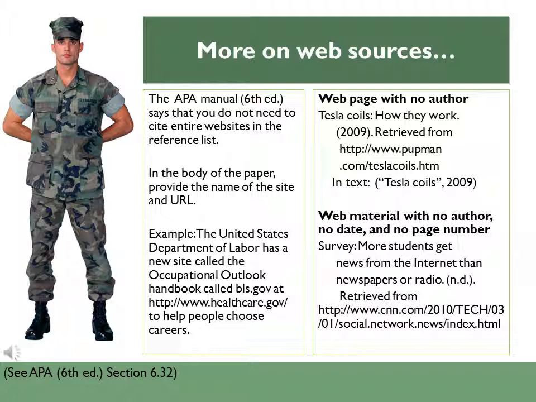Something else about web pages, you don't italicize anything there, unlike your journals, magazines, and your books, where italics come in. With a web page, nothing is italicized. And I've given an example here of a web page that does not have an author, which is not uncommon, and I have given a year. Sometimes a year may not be available as well, and so you would put N, period, D, period, close parentheses to indicate that there's not a publication date.